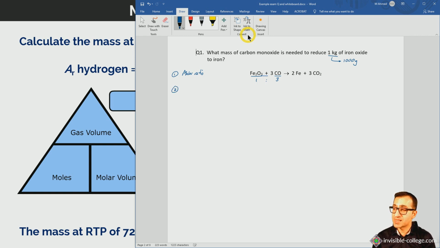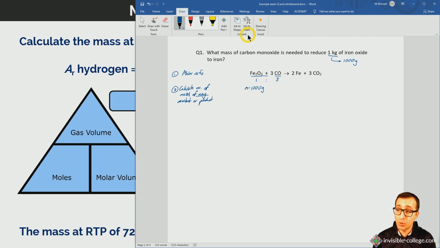Your second step is to calculate the number of moles of any reactant or product. So you look at the information that you've been given and you make sure that before you go any further, you use the available information to calculate the number of moles of any of the reactants and products in the equation. It doesn't matter which one. As long as you can calculate the number of moles of any of these, you can go on to the next step. Now, in this case, we've been given the mass of iron oxide. So we have mass is 1,000 grams here.